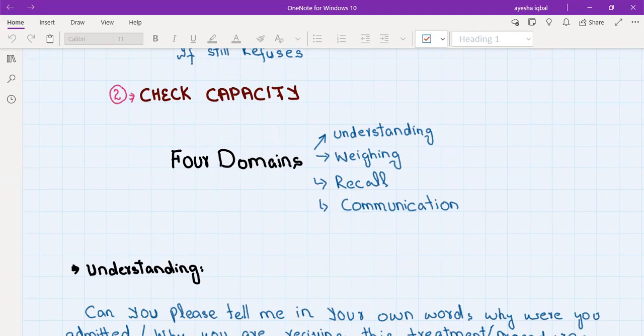So checking capacity, there are basically four domains. Number one is understanding. Number two is weighing the information. Third is recall, and fourth is communication. So understanding, weighing, recall, and communication, we must check these four domains to label a patient competent.